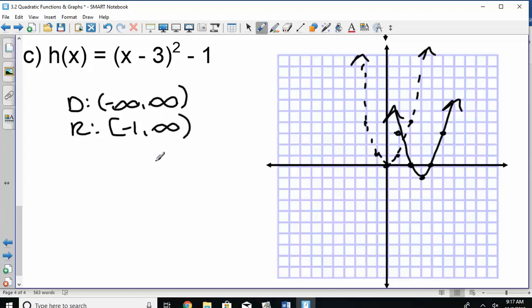Good. I have a question. On stuff like this, like on the test or something, do you want us to like say... Only if I say describe the transformation.